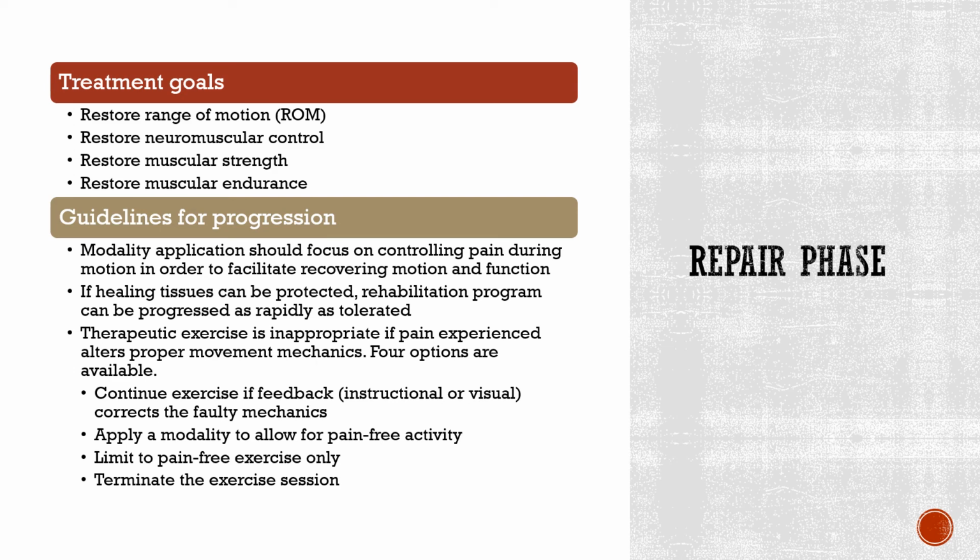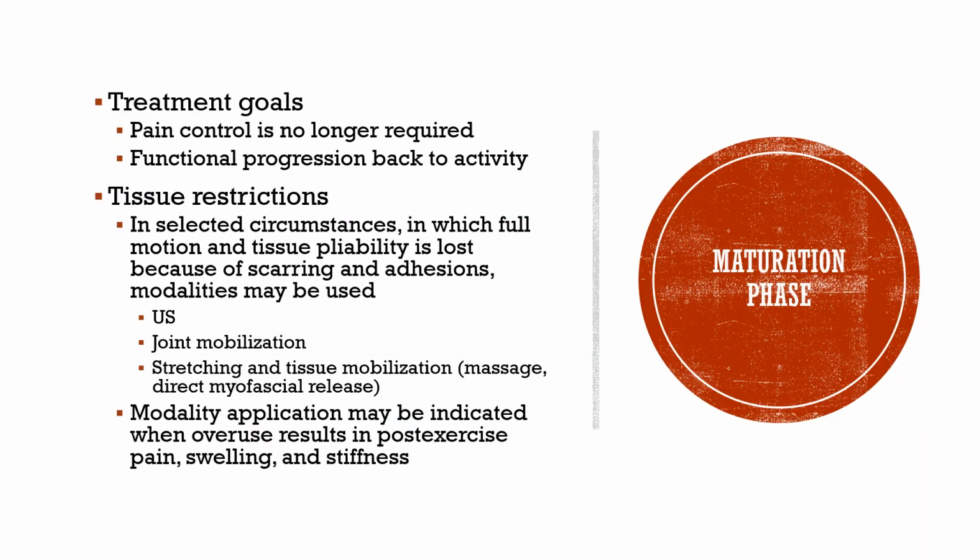Whereas when we get into the repair phase, you can see here are the goals associated with that, the same progressions associated with that. In this case, we're only looking at modalities probably to control and allow for pain-free activity, as opposed to trying to actually decrease acute pain. If we have acute pain, it's probably because either we are stressing the tissue too much or we haven't really made it to the repair phase yet as well. Once we get in the maturation phase, pain control should no longer be required at all.